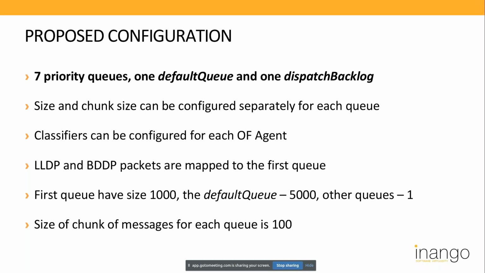So essentially, you're saying the proposed configuration is that ONOS has 7 priority queues. You can use as many or as few as you want. Is that accurate? Because you're only using 3 in your example. Yes. Okay. All right. Thanks.